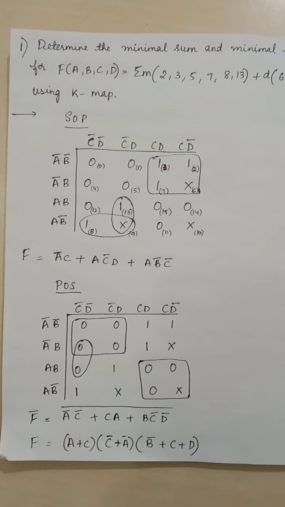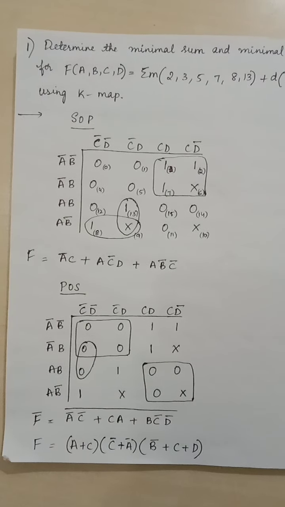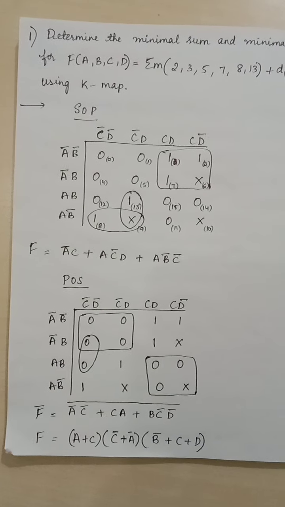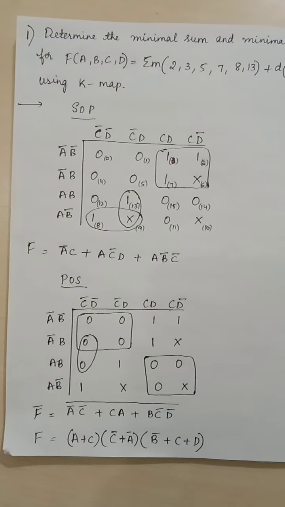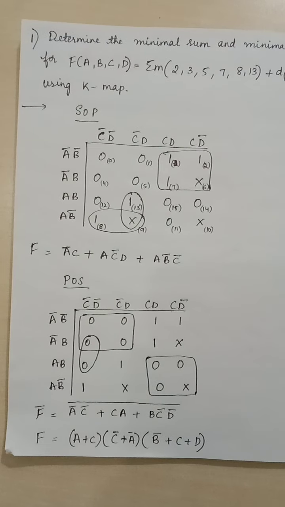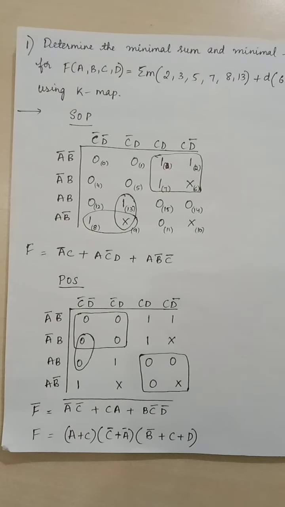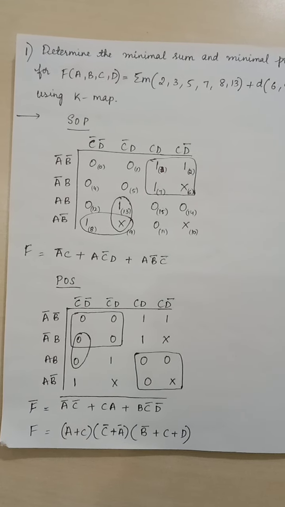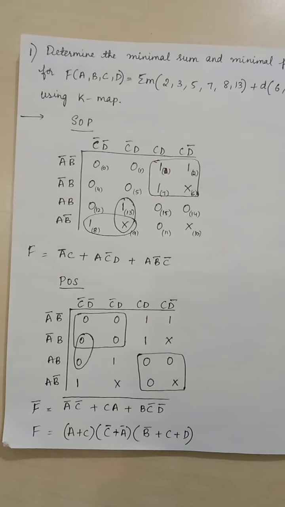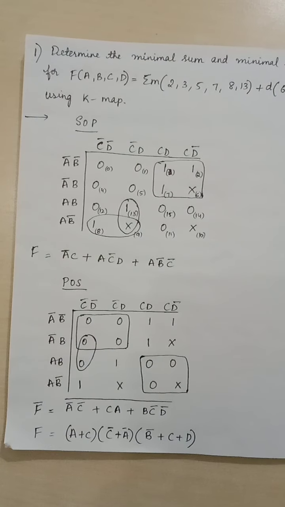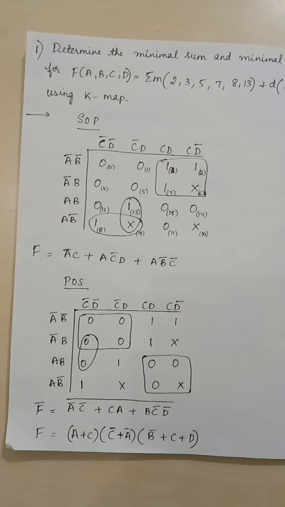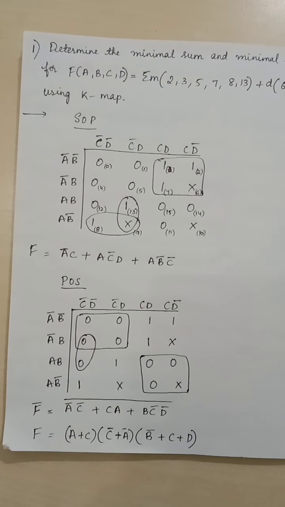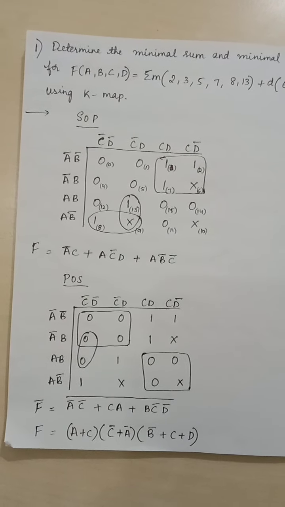The table is filled using three terms only: 1, 0 and x. Number 1 is written for places which are mentioned in the question. In this problem, 2, 3, 5, 7, 8, 13 are the numbers mentioned in the question. So, in these places 1 is filled. We should next look at the don't care, which is mentioned as d of 6, 9, 10. In 6th, 9th and 10th position, x is written. After writing these numbers, the left out places are filled with zeros. So, the complete table is filled now.